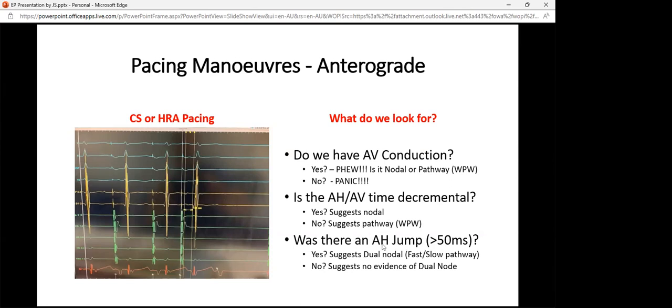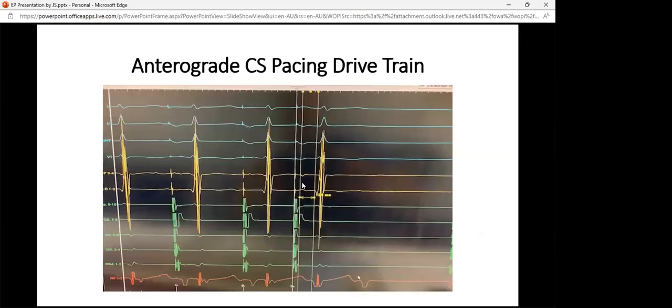And we continually measure this AH interval. And if we get what we call a jump of greater than 50 milliseconds from the preceding beat, that is evidence that it's jumped from a fast pathway to a slow pathway. And that's very important in the diagnosis of potential AVNRT. So we can have a look at this with this patient here.